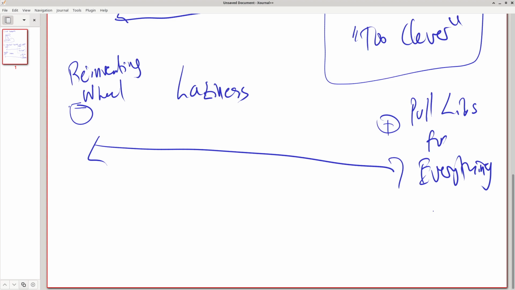And also, again, repeating what I just said, we want to improve wheels. We can't just stagnate.